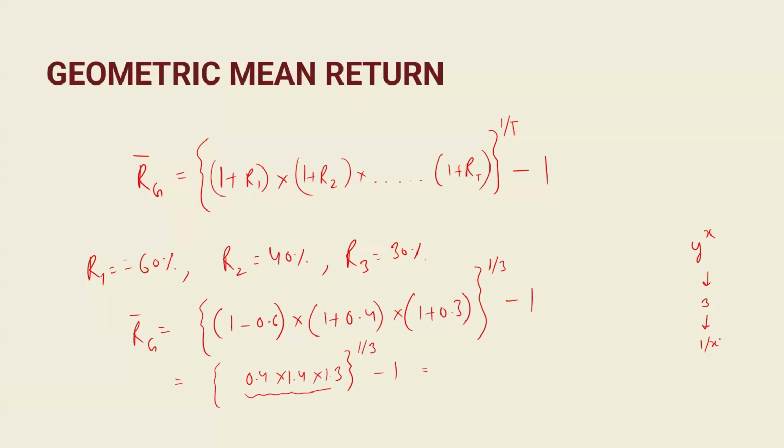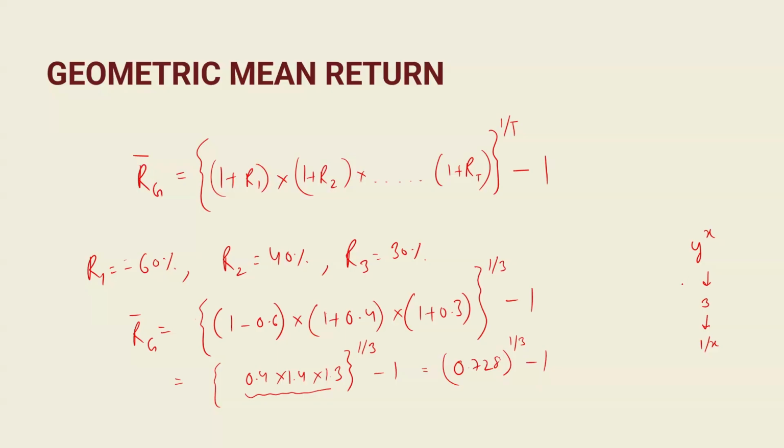See, when you do 0.4 times 1.4 times 1.3, you get 0.728, correct? So we have 0.728 raised to the power 1 over 3 minus 1. So I can directly raise it to the power 0.33. I can do y raised to the power x. So you see there is a button y raised to the power x in the BA II Plus calculator just below tan.